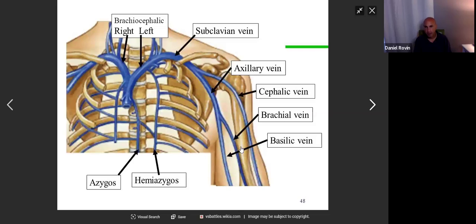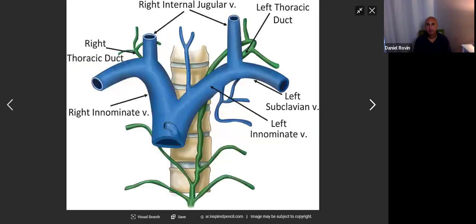Again, remember I said the deeper brachial vein, the more superficial basilic and cephalic, but they all come together and form the subclavian. There's your azygous and hemiazygous. Those will never come back to haunt you. It's just when we talk lymphatics, we're going to see a thoracic vessel called the thoracic duct running in between them. That green thing is the thoracic duct. That's the largest of all lymph vessels.